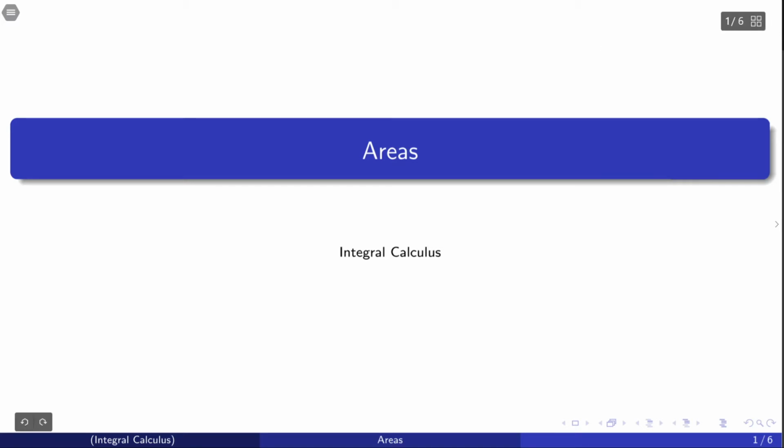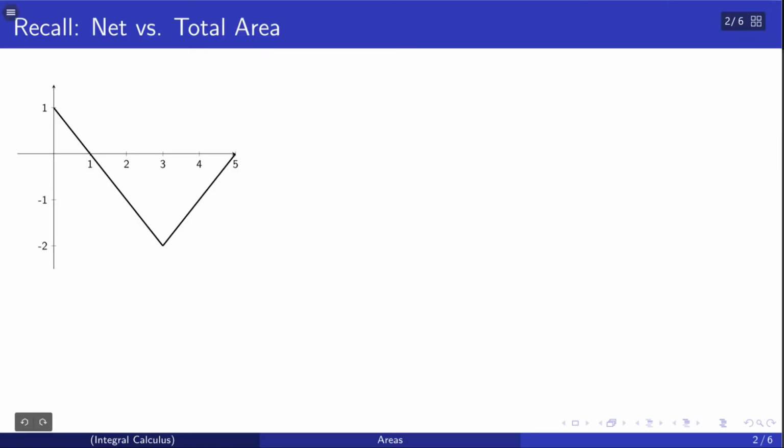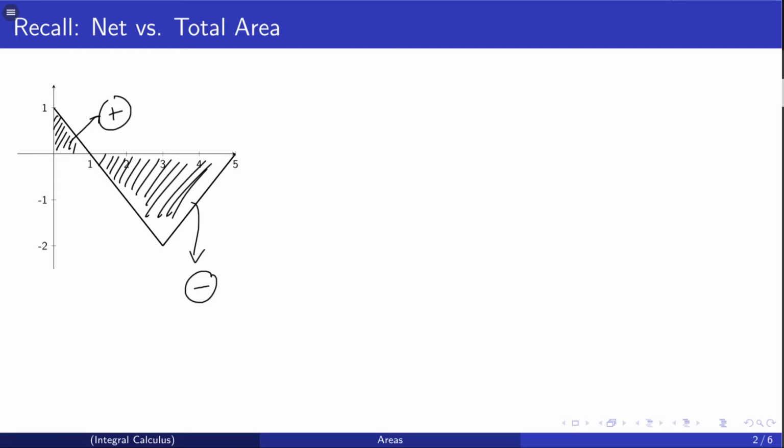Okay, so we'll be talking about areas again in this section. And first, let's just recall the difference between net and total area. When we talk about the net area of a function, we're taking the area of any region below the x-axis to correspond to a negative quantity, right? And so anything above the x-axis becomes positive. And so the net area is just the sum of these two quantities, right? So in this case, the net area of the shaded region is going to be a negative number.